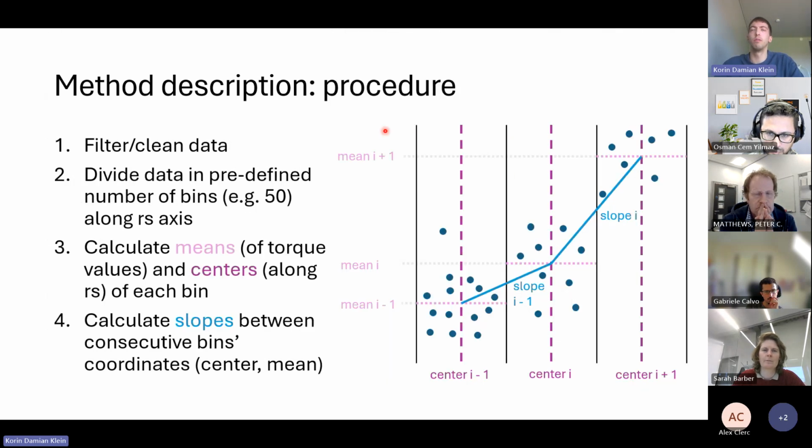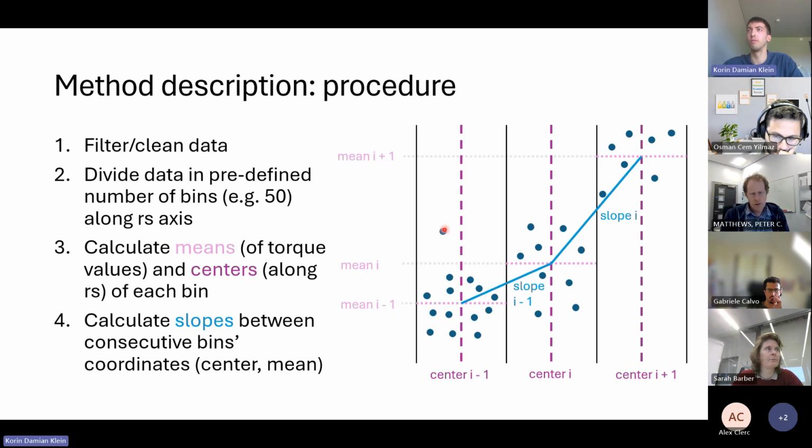Before I implement my main method, I first decided to clean or filter the data. That means that I ignore all the outliers for the later method, and I excluded all the small torque and rotor speed values that are not necessary for this method. Then my method is based on a binning strategy. I divided the data along the rotor speed axis into a predefined number of bins. I decided on 50 or 30, which seemed to be most reasonable. On the right, you can see 3 of those 50 bins.